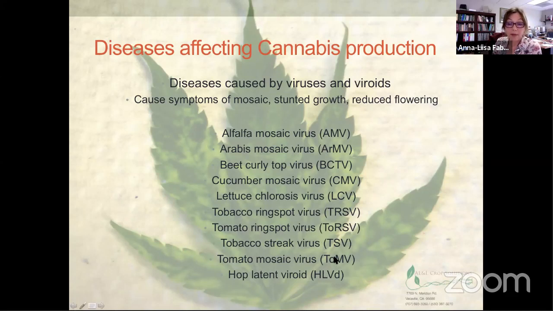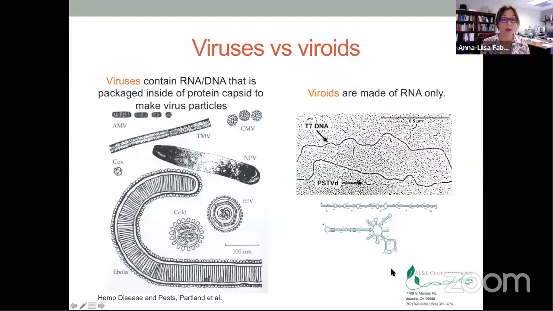They came up with the hop latent variant through high throughput sequencing, I believe, and they found that it is actually causing the disease on the cannabis. So a little bit here, a slide showing about the virus, what viruses look like.